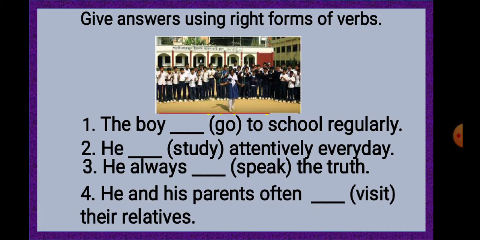Now you do this exercise. The boy (go) to school regularly. He (study) attentively every day. He always (speak) the truth. He and his parents often (visit) their relatives. The verbs are given in the brackets. You have to write the correct form of verbs.